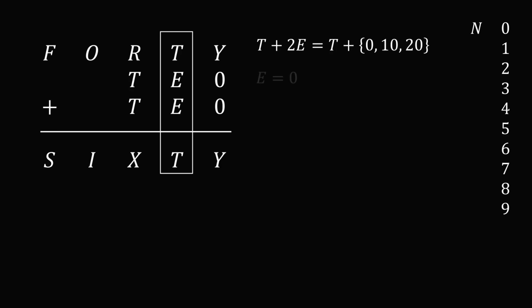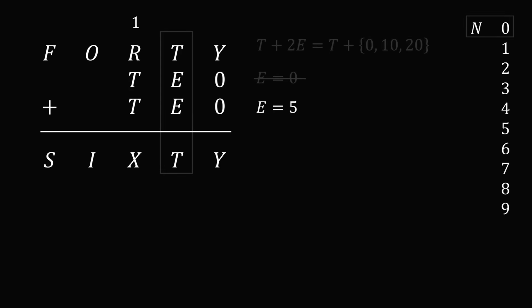So the two possibilities are a carryover of 0, where e is equal to 0, or a carryover of 10, where e is equal to 5. But we can't have e is equal to 0 because n is equal to 0, and each letter represents a different digit. So we eliminate this possibility. So the only possibility that remains is e is equal to 5. So we must have a carryover of 1, and we know the value of e. So let's mark the value of e, and let's put that into our sum.